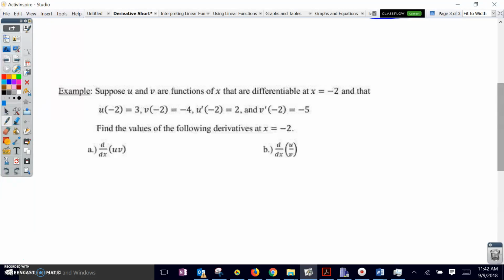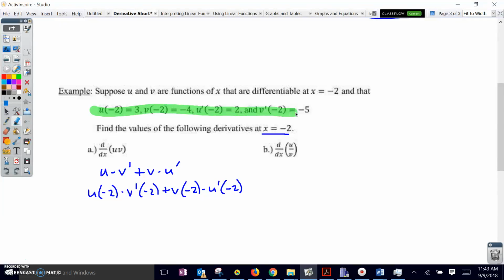So first of all, part A, the derivative with respect to x of u times v. From the product rule, this is equal to u times the derivative of v plus v times the derivative of u. And so if I'm finding this value at x equals negative 2, that's going to be u of negative 2 times v prime of negative 2 plus v of negative 2 times u prime of negative 2. And now all of those values are listed here. And we're just going to substitute the appropriate values in to find the value of this.